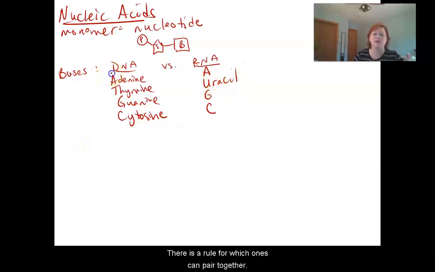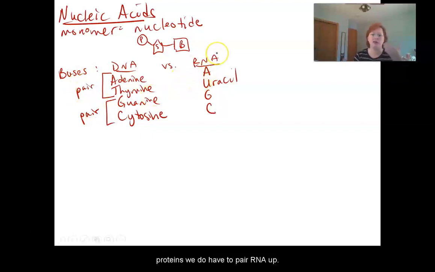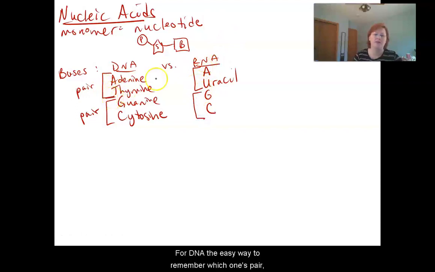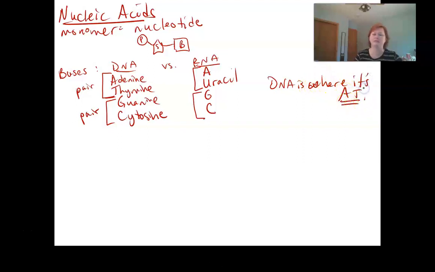There's a rule for which ones can pair together. We get A and T, G and C. And when we're actually reading DNA and making proteins, we do have to pair RNA up. So we're going to pair A and U and G and C. For DNA, the easy way to remember which ones pair is you can just think that DNA is where it's at.